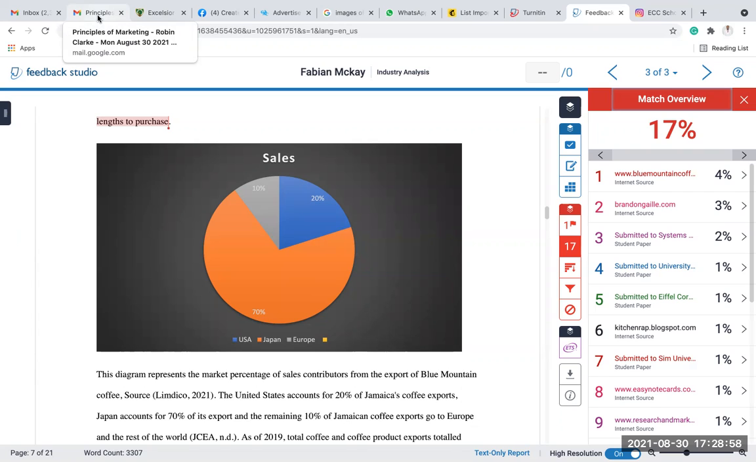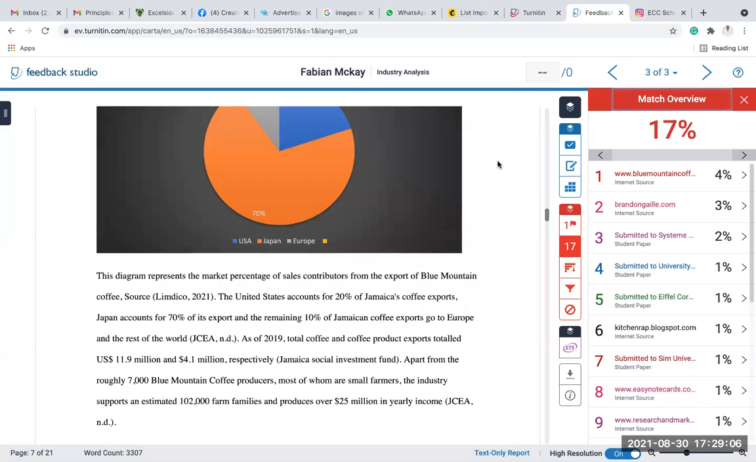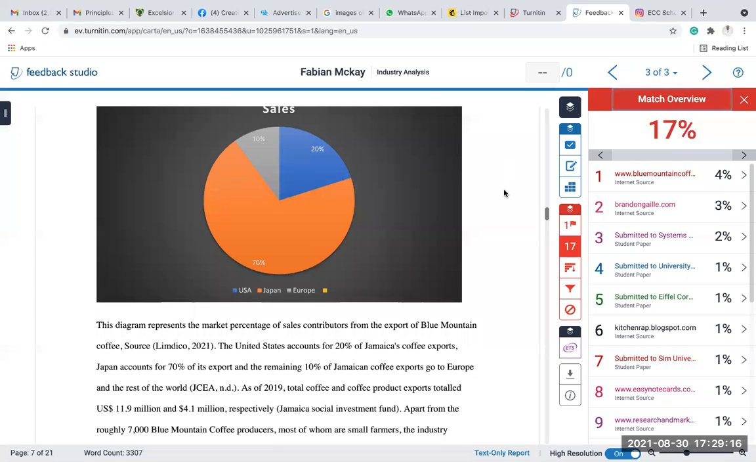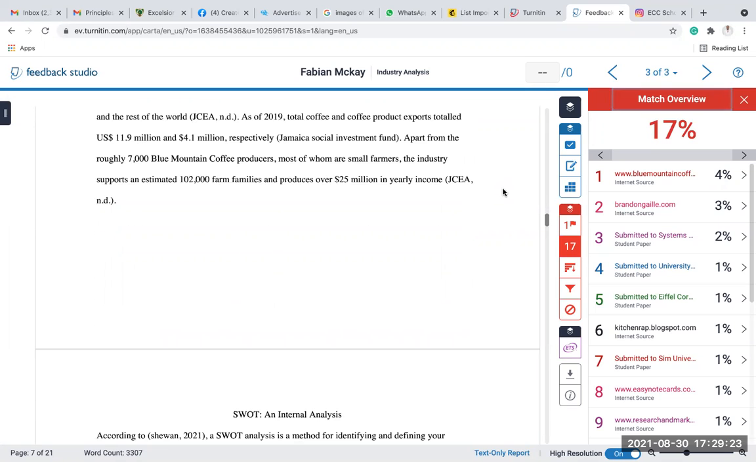Yes, I was saying, is Blue Mountain coffee the only coffee that is exported from Jamaica? I don't think that's actually true. I have seen other coffees when I was in Canada, so I know that there are other coffees. So what you can look at is coffees exported. This is actually a good diagram, and I'm not saying that you should take it out, but you need to look at other coffees that are exported from Jamaica. I'm sure Blue Mountain coffee is not the only one.